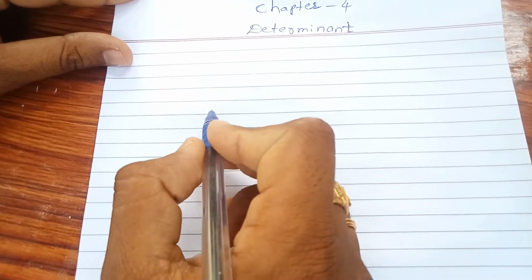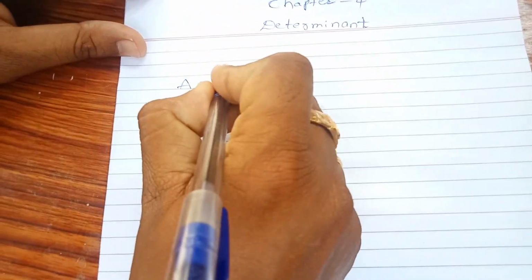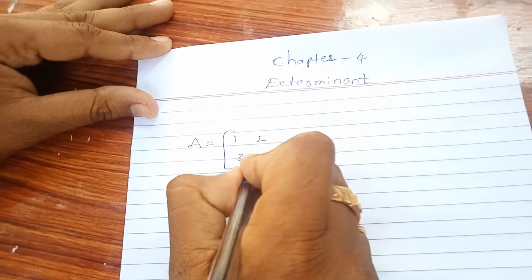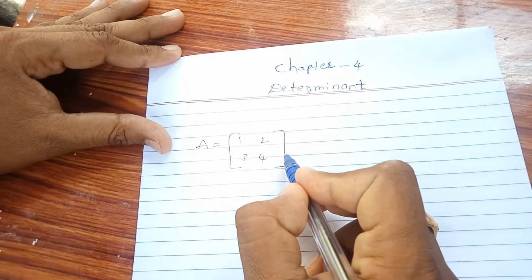So that's why we know the matrices. I will take one matrix here. See, A is equal to, there is one matrix. A is equal to having 1 2 3 4. So we can write the matrix like this. Okay, so this is the matrix here.